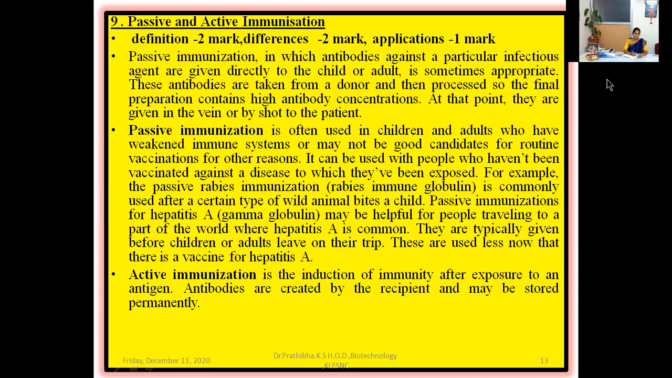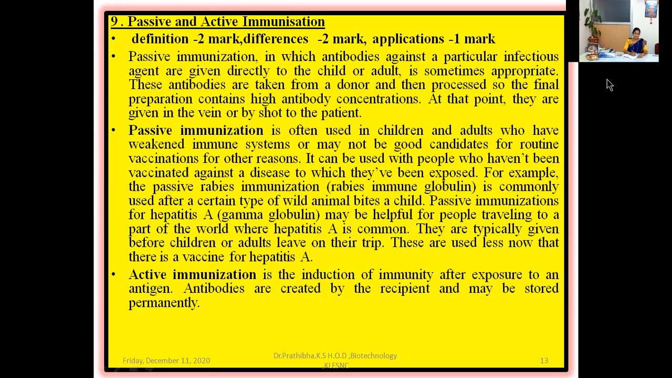For example, passive rabies immunization, that is rabies immunoglobulins, is commonly used after a certain type of wild animal bites a child. A passive immunization for hepatitis A, gamma globulin, may be helpful for people traveling to a part of the world where hepatitis A is common. They are typically given before children or adults leave on their trip. These are used less now, as there is a vaccine for hepatitis A. Okay, hope you understood the passive immunization.